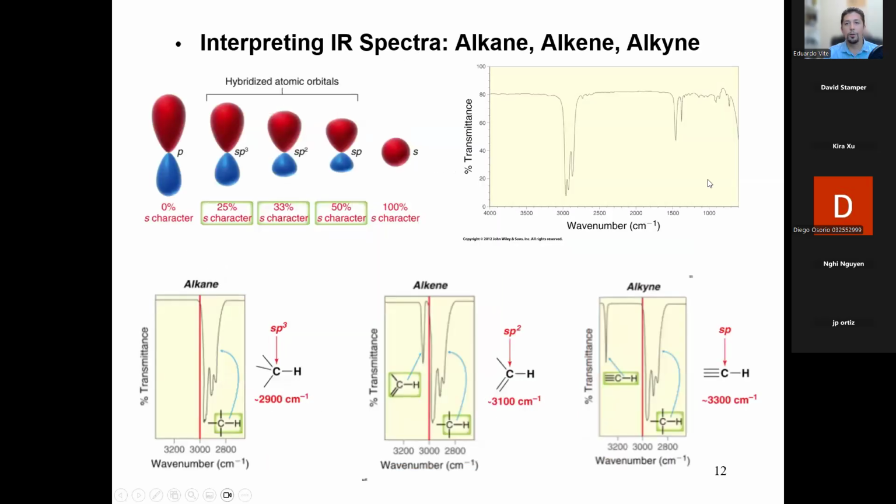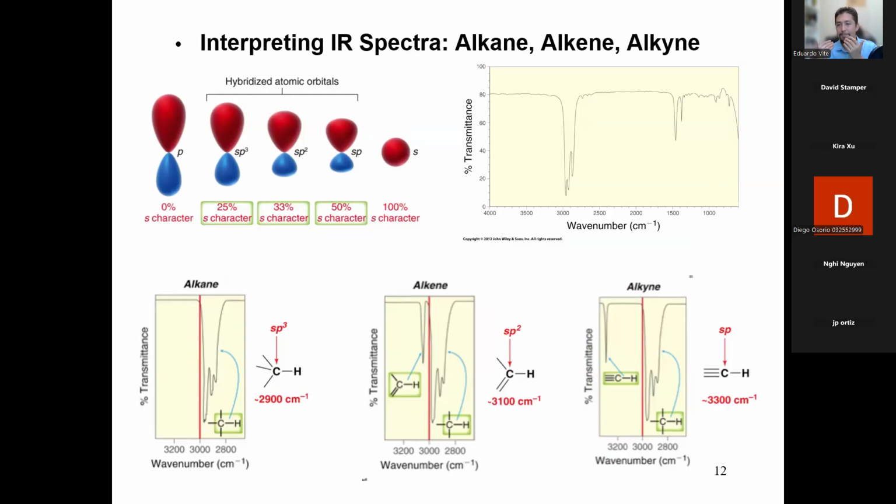Okay, so let's start with the very first one. No functional groups at all. Just carbon hydrogens, just hydrocarbons by themselves. So again, the more types of bonding you have, the more peaks you're going to observe.